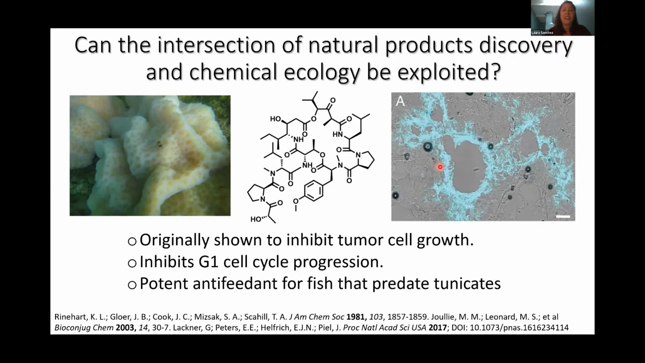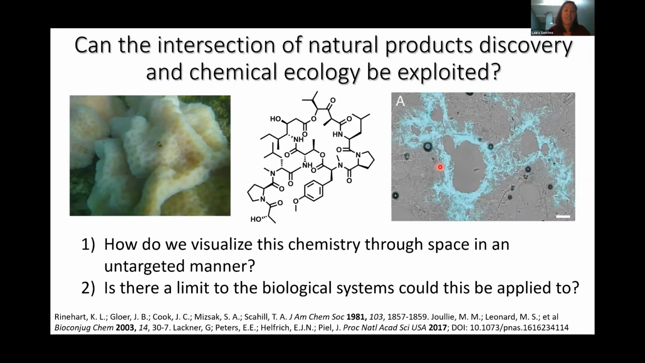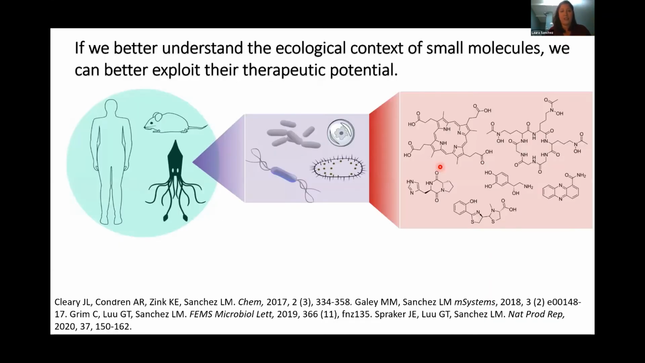What we've learned a lot about natural products is that the context in which these things are actually produced really matters, and how that might inform how we could use them beyond exploiting them therapeutically. So for us, this drives home that visualizing chemistry through space is important, and is there really a limit to the biological system we can apply this to?